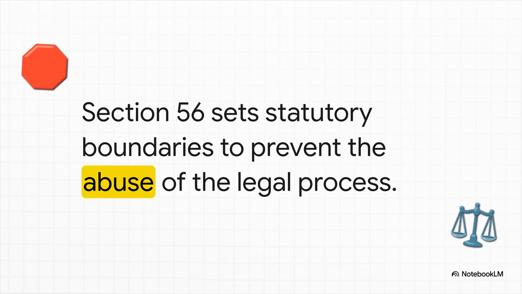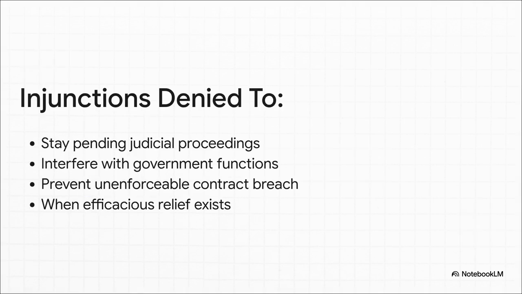The system has to protect itself from people using injunctions to just create chaos, harass their neighbors, or bypass normal legal procedures. So what exactly are these boundaries? Well, here are the specific scenarios where the court's hands are legally tied and an injunction just cannot be granted. First, to stay pending judicial proceedings, unless it's strictly necessary to prevent an endless loop of lawsuits over the exact same issue.